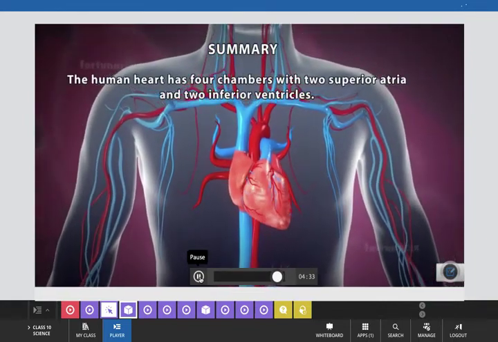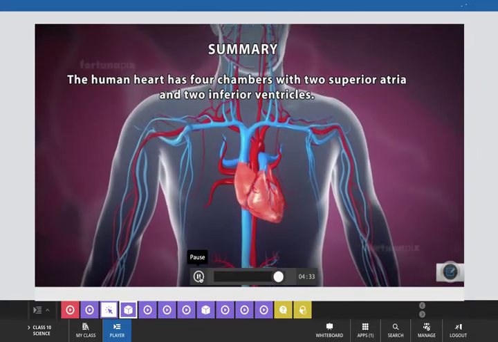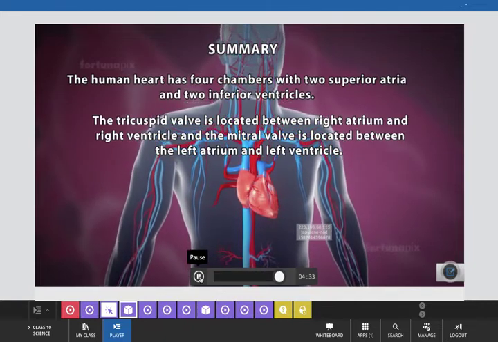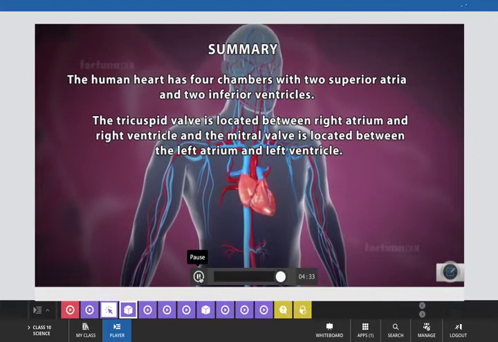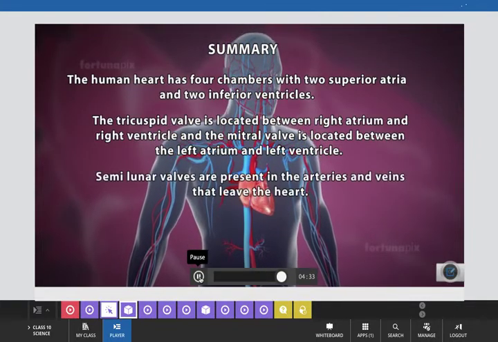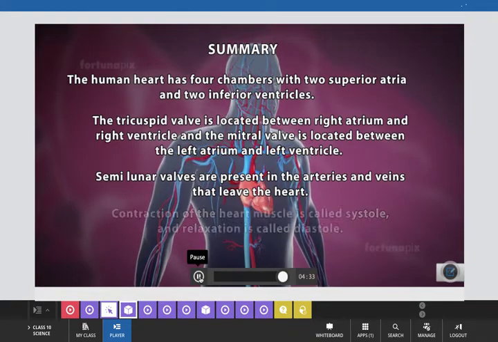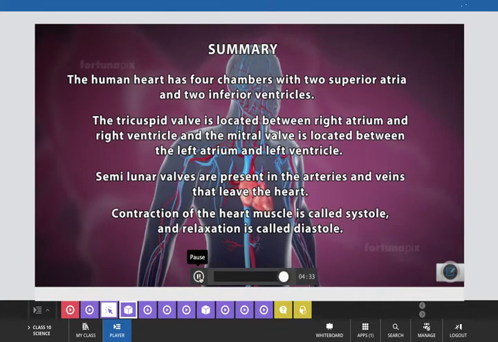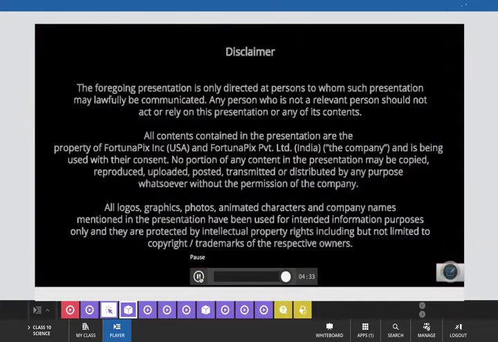Summary. The human heart has 4 chambers with 2 superior atria and 2 inferior ventricles. The tricuspid valve is located between right atrium and right ventricle, and the mitral valve is located between the left atrium and left ventricle. Semilunar valves are present in the arteries and veins that leave the heart. Contraction of the heart muscle is called systole and relaxation is called diastole. One complete systole and diastole is called a cardiac cycle.